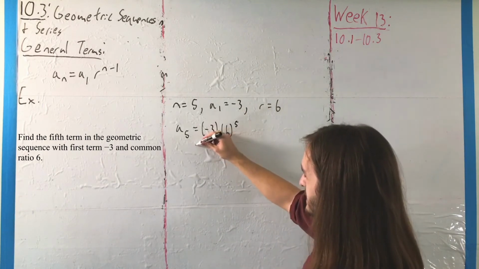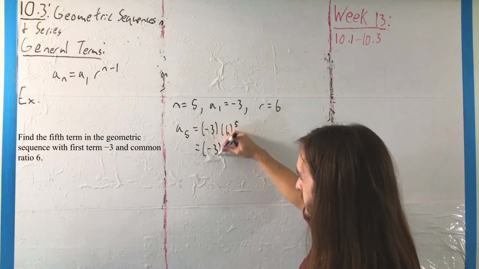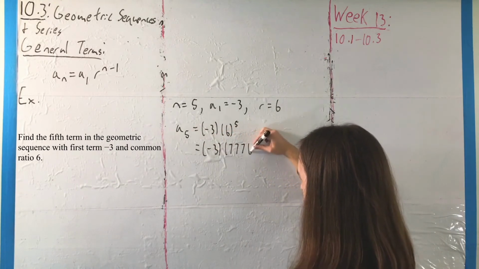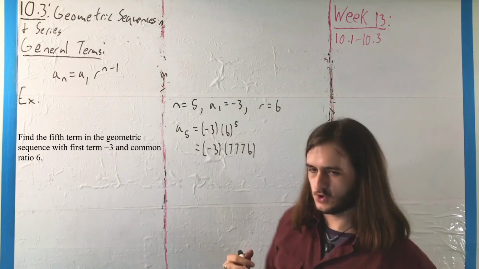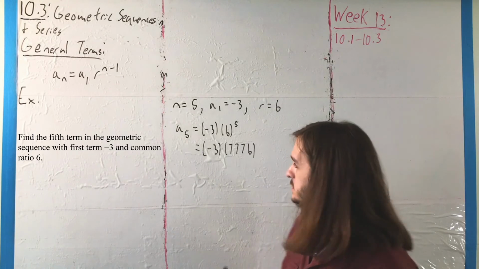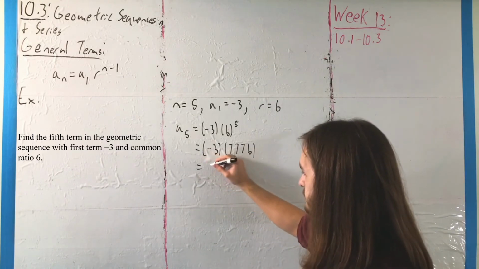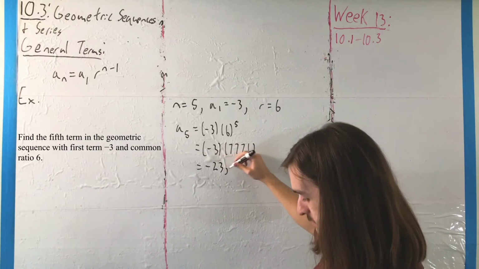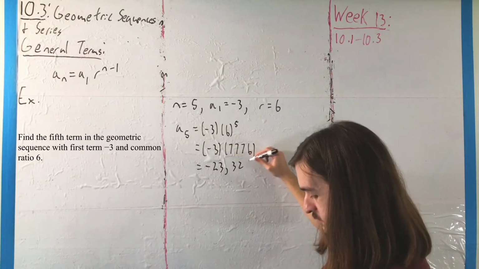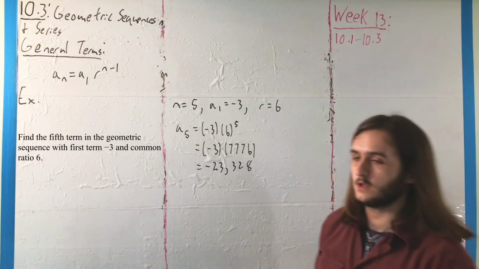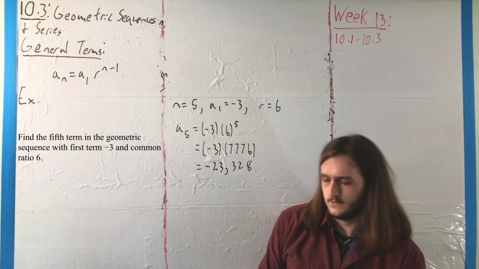So we need 6 raised to the 5th power multiplied by -3, which is going to be -3 times 7776, and you can check that for yourselves to be sure, but what we'll end up with here is going to be the value -23,328.